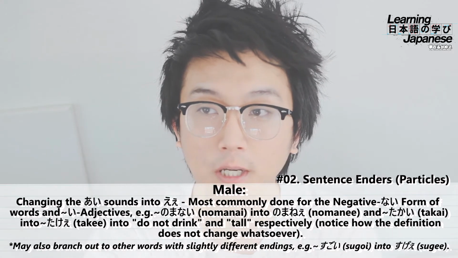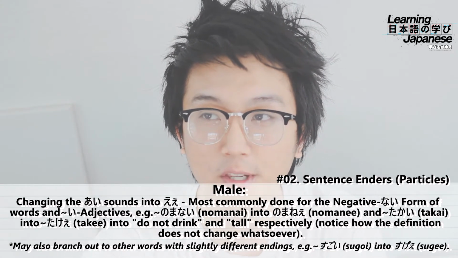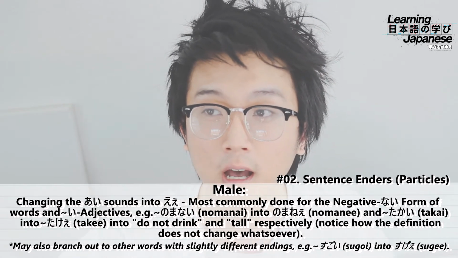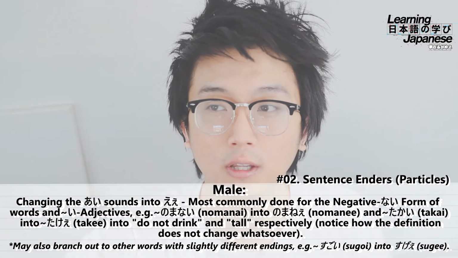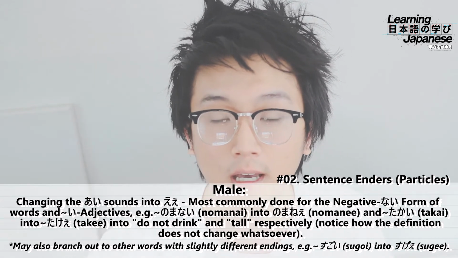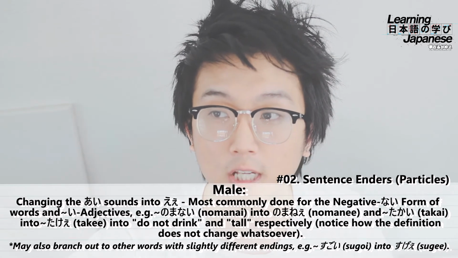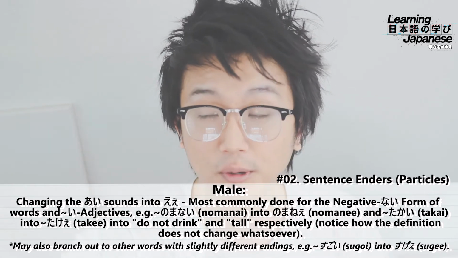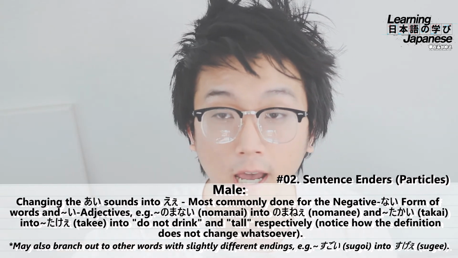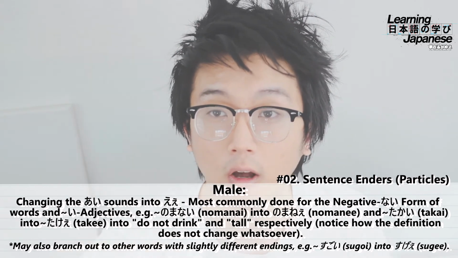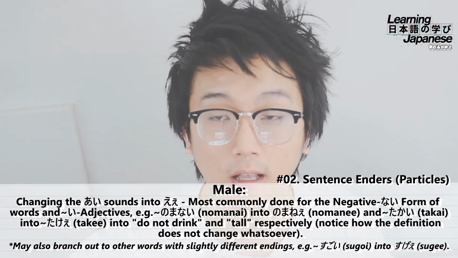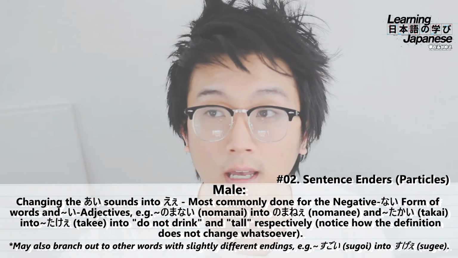Another thing about male speech in regard to sentence enders, this one isn't necessarily at the end of a sentence. It could technically happen at any location in the sentence, but basically they turn the sound of i into e. So this would apply to the negative nai form of verbs as well as adjectives. If you have nai, they can turn it into ne, and if you have an adjective that ends in i, like takai, which means tall or expensive, you can say take instead.